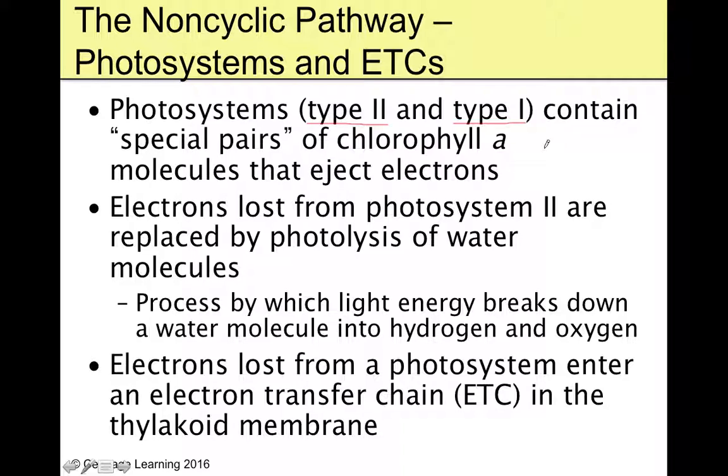So they are named a little bit backwards, and they're the ones who contain these special pairs of chlorophyll that we mentioned earlier, and they're going to be the ones who gather these electrons and move them to where they need to be. So when we're losing electrons from photosystem 2, which is our first photosystem, we need to replace them, and we're actually going to replace them by breaking water.